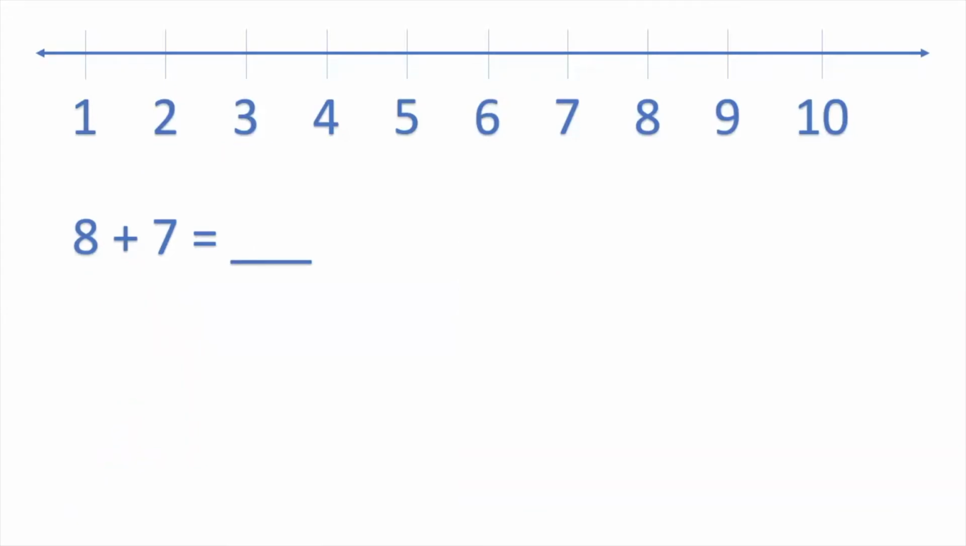Let's try another one. 8 plus 7 equals blank. 8 and 7 are next to each other on the number line. For doubles plus 1, we have to start with the smaller number, the number that comes first. I know 7 comes before 8, so we should start with 7.